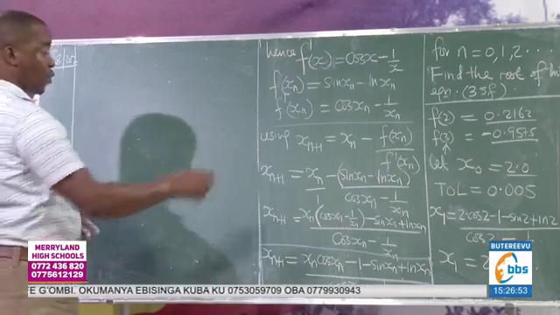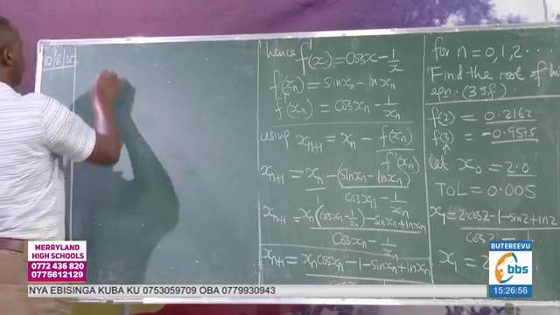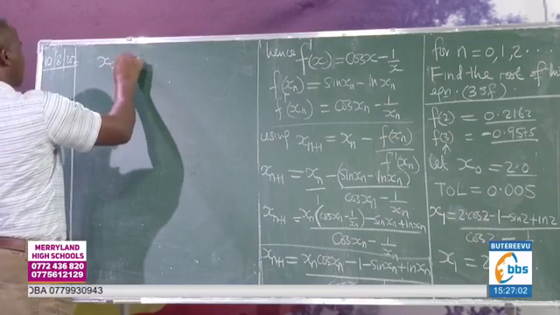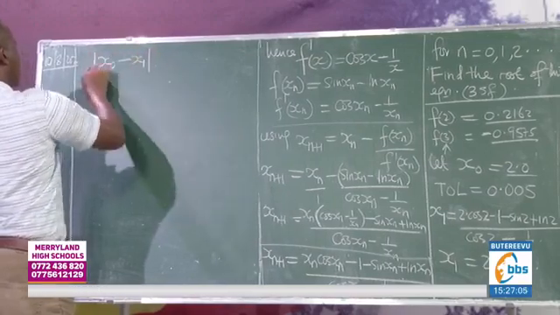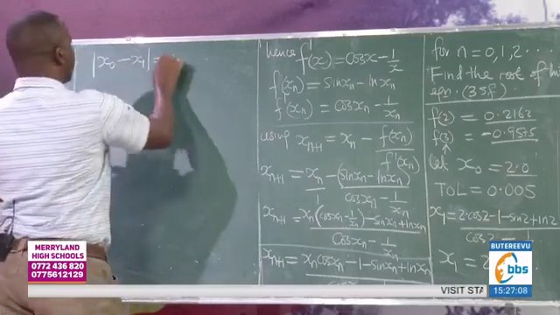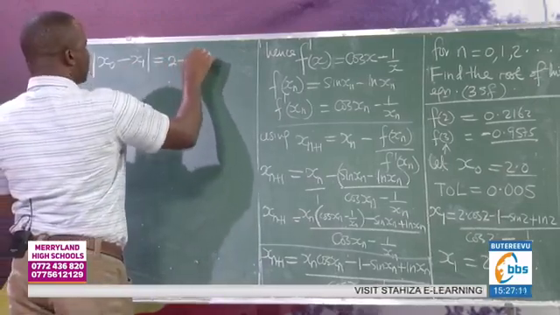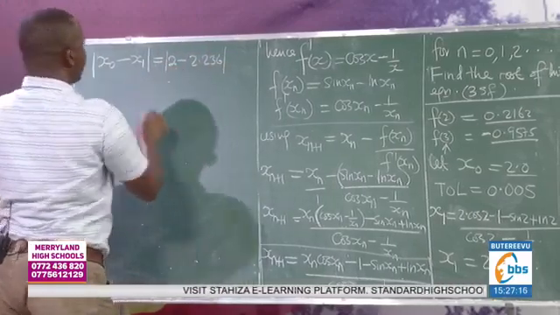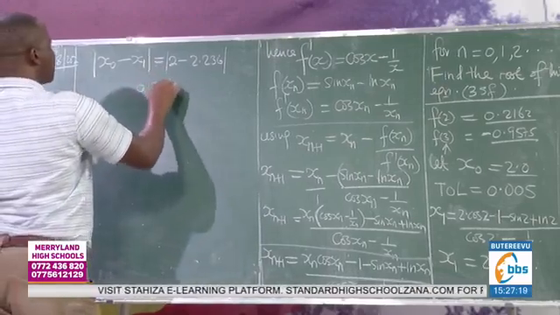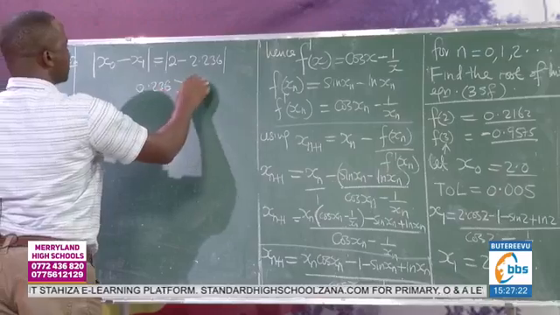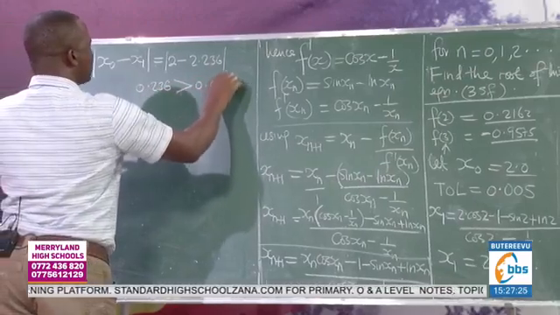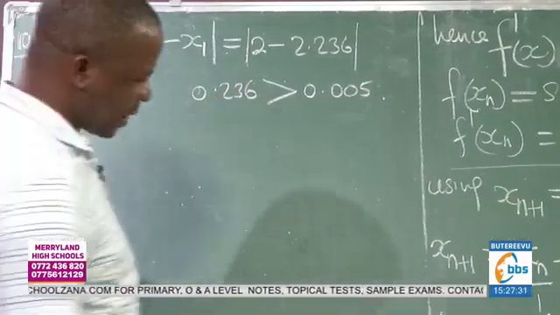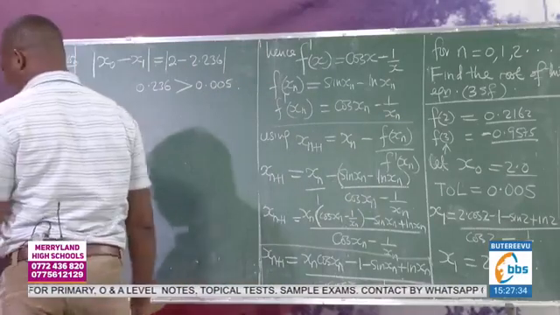Now, you are aware that we are supposed to check for the convergence. Therefore, we get x0 minus x1, we take the modulus and we see what we get. Our 2 minus 2.236 will give us a value of 0.236, and this value is greater than our tolerance. It is not until we get a value that is less than the tolerance that we consider the root we have got to be the approximate root.